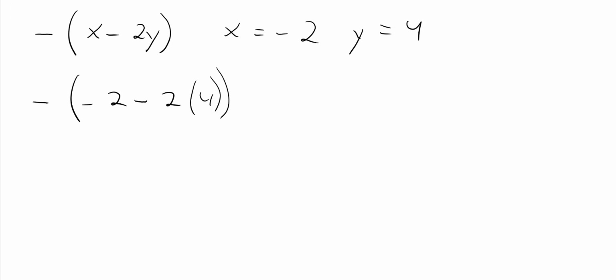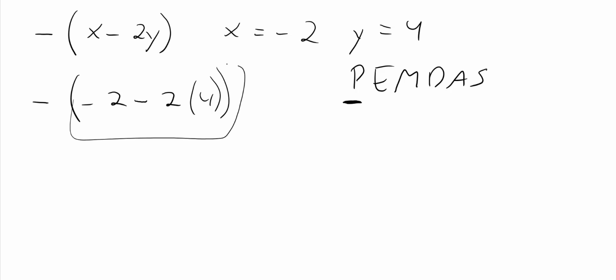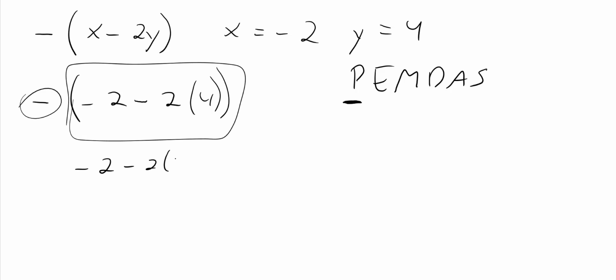If you guys remember PEMDAS, you really do everything inside the parenthesis first. So I'll do everything inside of here first, and then I'll put the negative on the outside. Inside I really get negative 2 minus 2 times 4. So I'm going to do everything inside the parenthesis. It's negative 2 minus 8, because inside here you do the multiplication first.